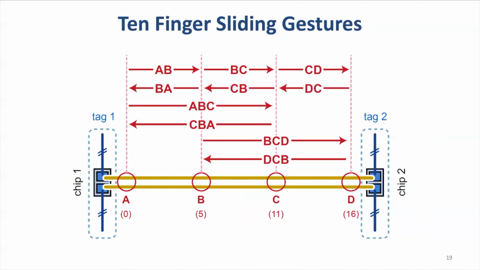Then we define 10 different finger sliding gestures, where each one is done by sliding a finger along a specific section of the transmission line. For example, the gesture AB means a finger slides from A to B. The gesture ABC means a finger slides from A to B and to C.